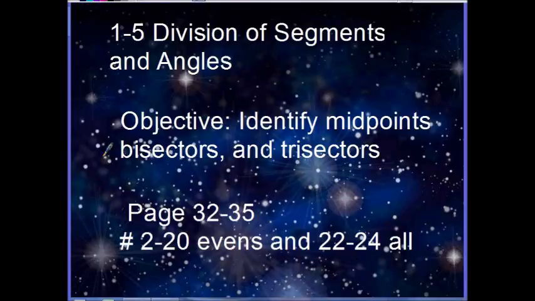Welcome to Section 1.5, the division of segments and angles. Our objective is to identify the midpoints, bisectors, and trisectors. In class, we're going to work on pages 32 to 35, 2 to 20 evens, and 22 to 24 all.